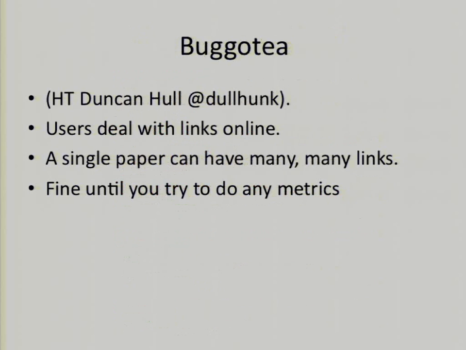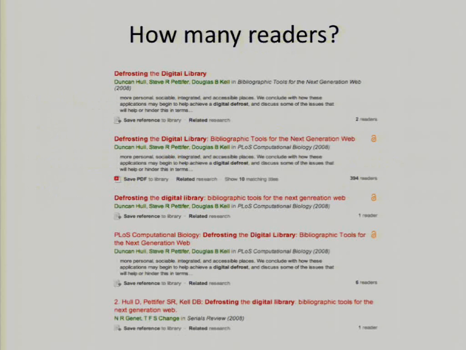I should point out it's not a Connotea-specific problem, it's a problem with anything that collects links to papers. This is a screenshot from the Mendeley search results. There are 5 entries here. These are all the same paper. They all have the same DOI, but it's just not necessarily available to Mendeley in the same way.